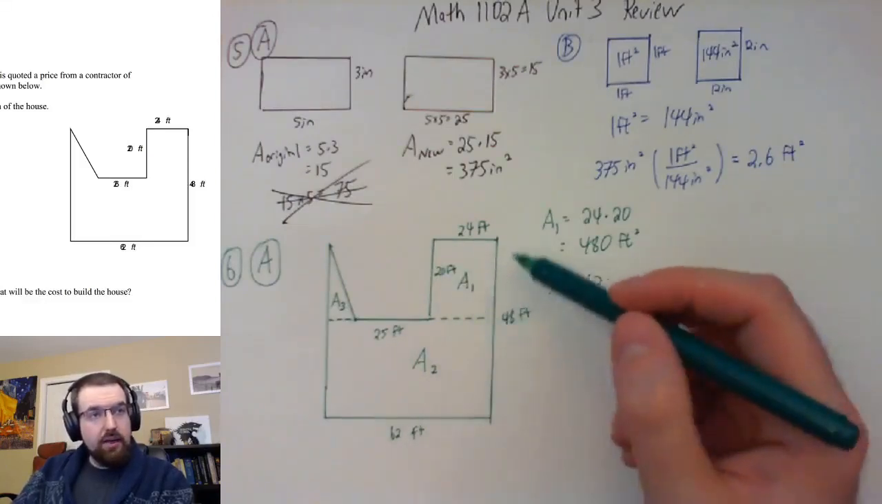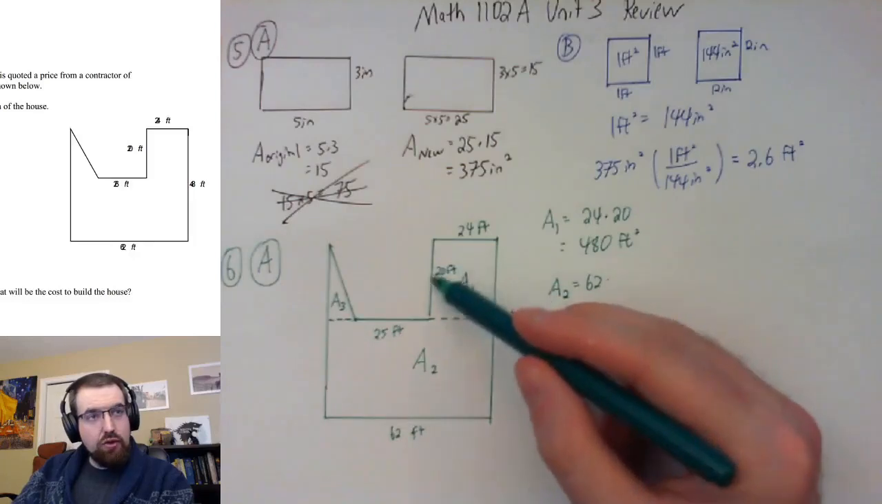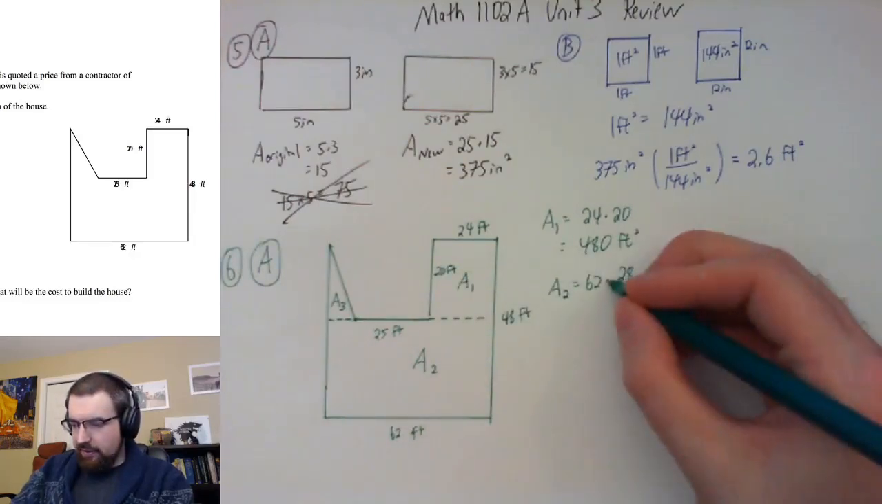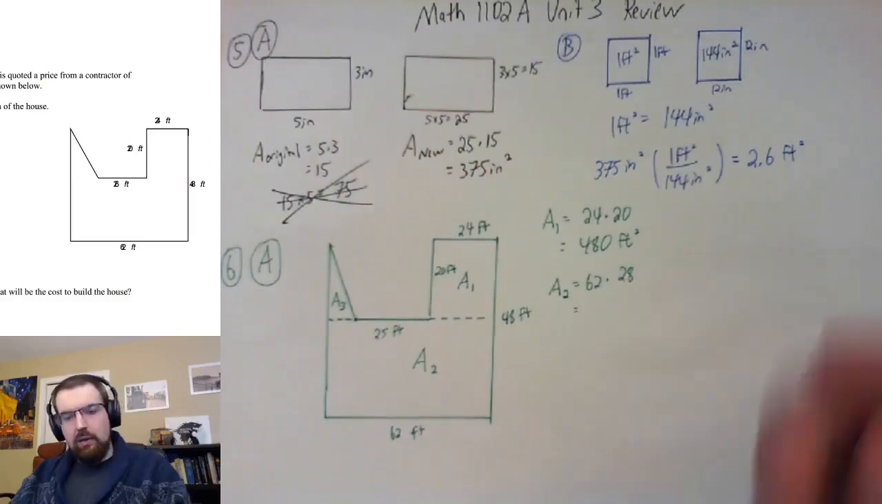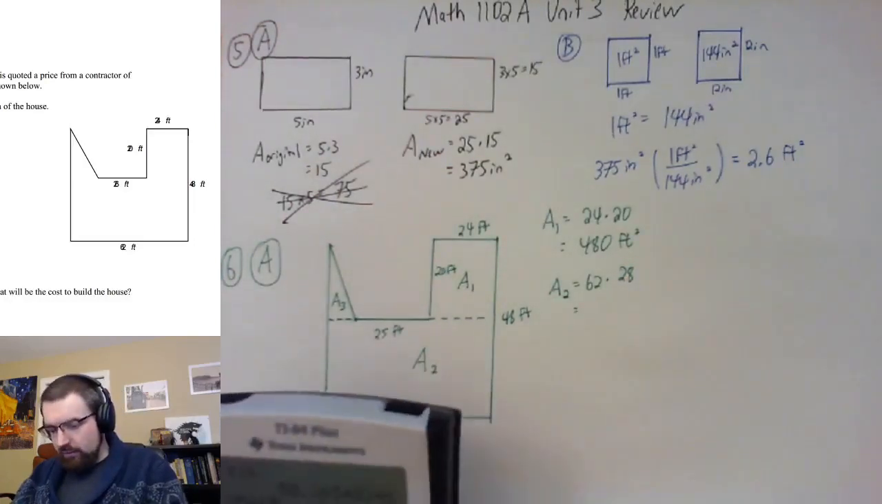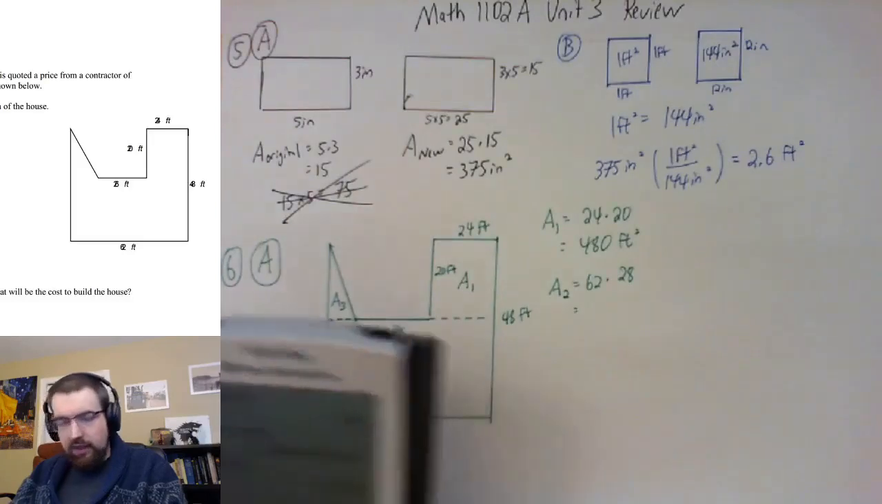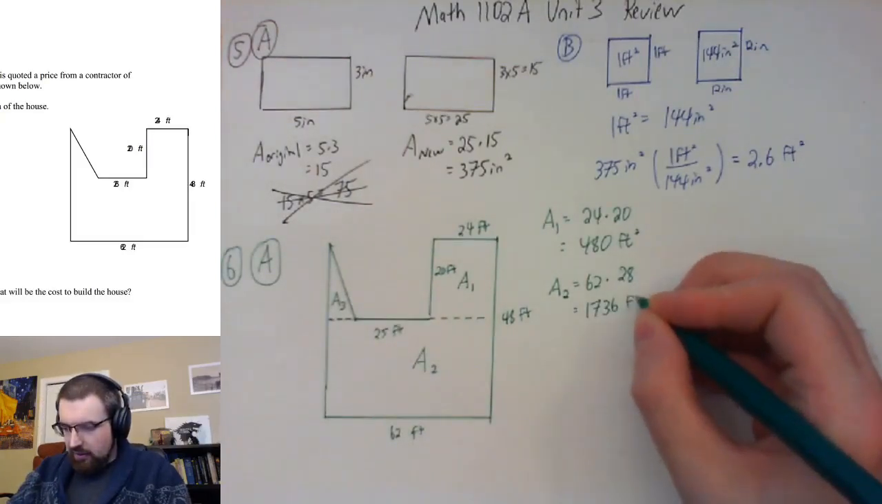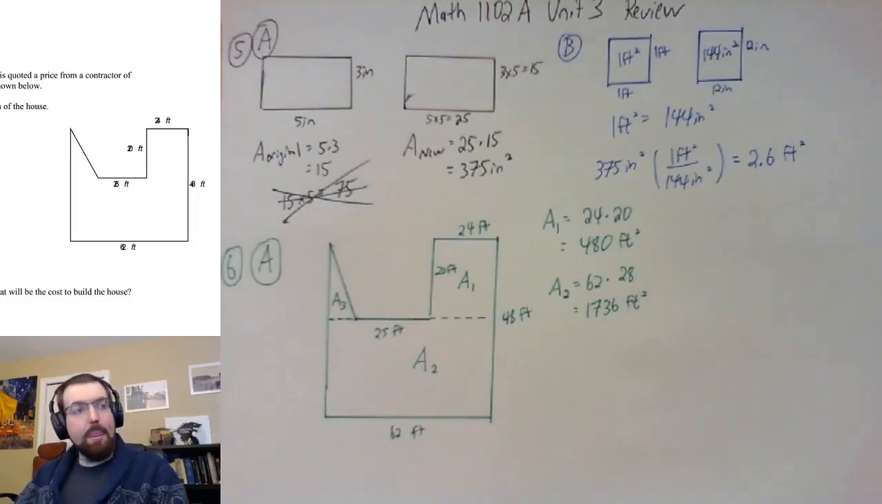Well, we know that this bit is going to be this full 48, subtract this 20, right? So it's going to be 28, right? And I'm not going to do that one in my head. 62 times 28, 1736. So that's 1736 square feet.